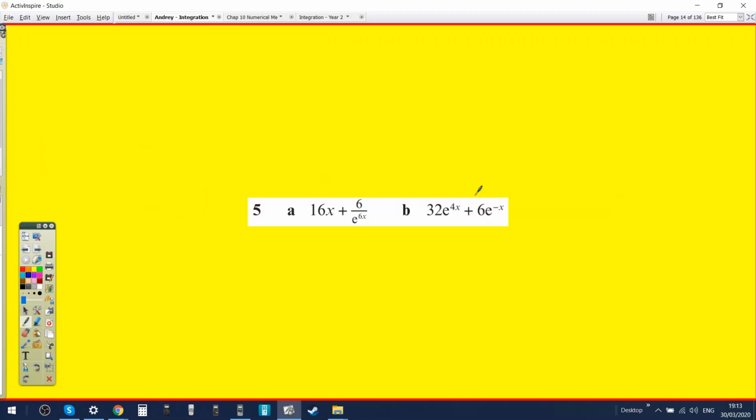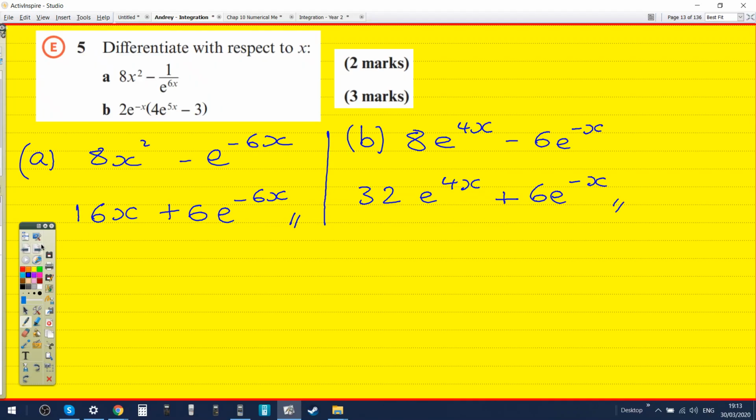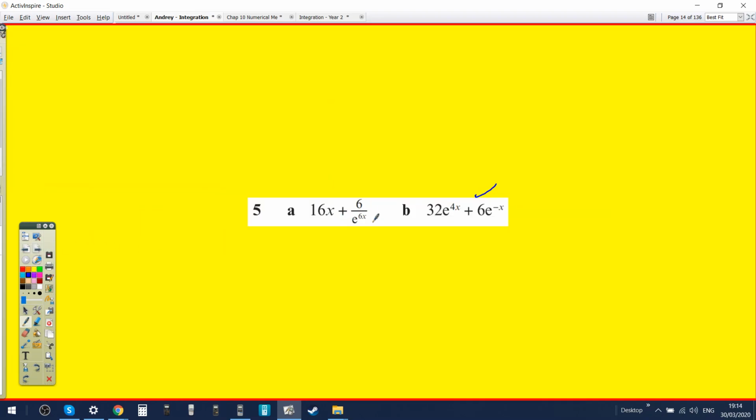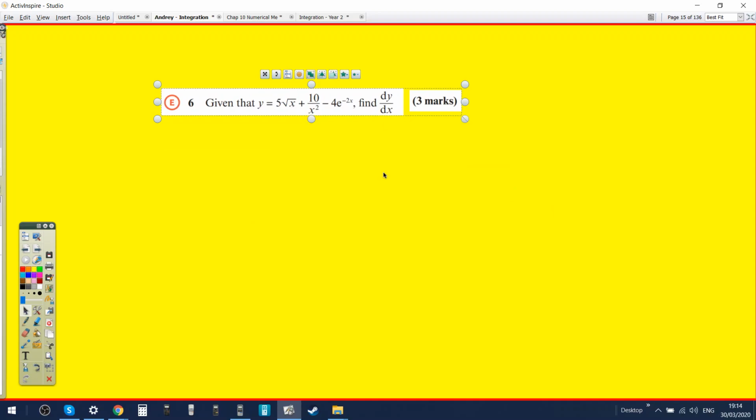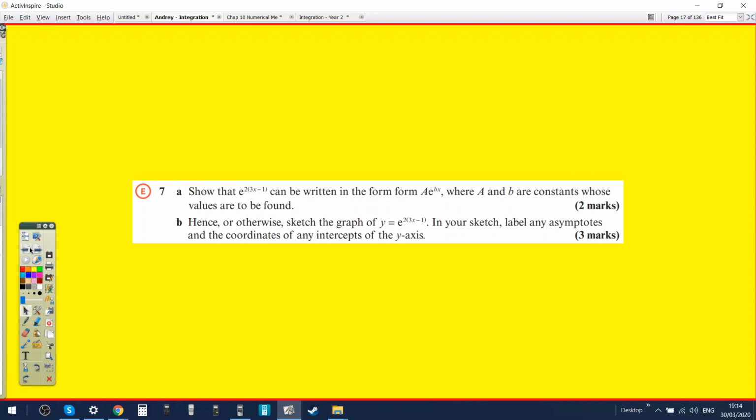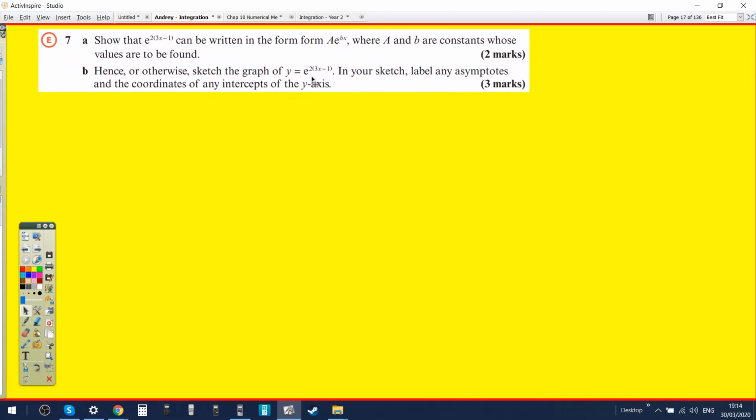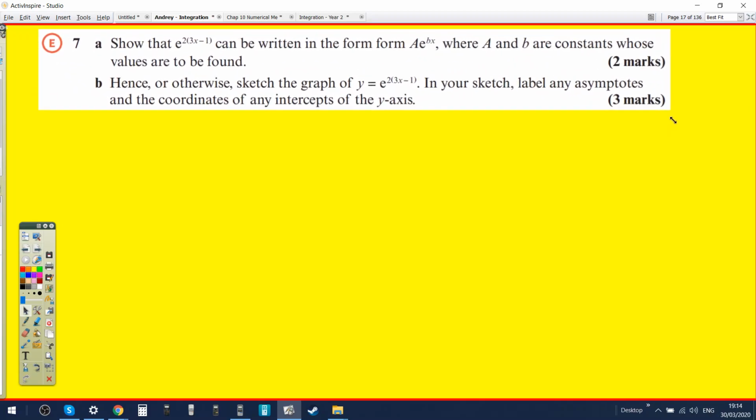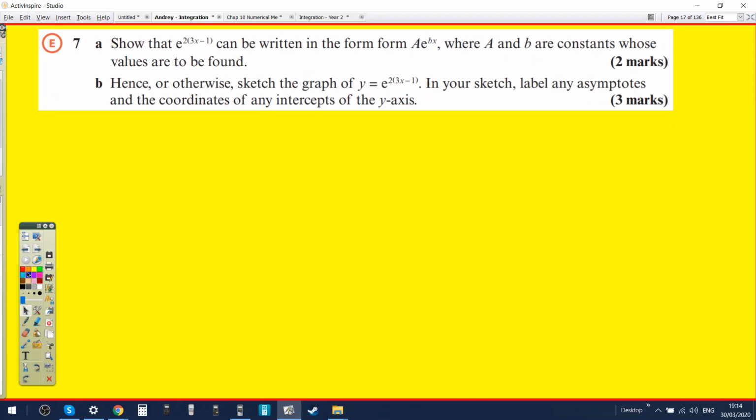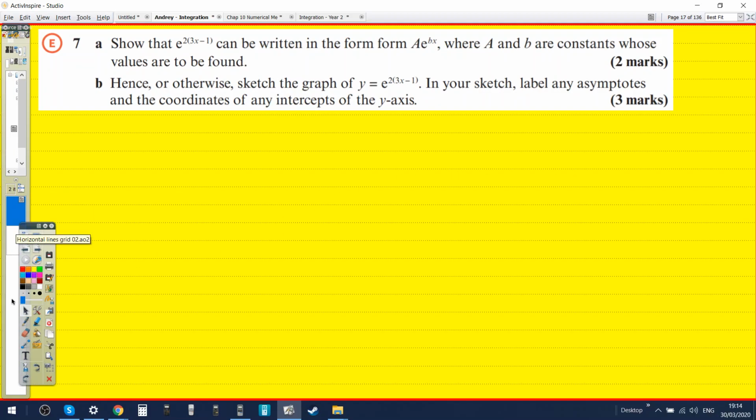Let's see, 32e to the 4x plus 6e to the minus x, and then 16x plus 6e to the minus 6x. They just wrote it as under it, but it's the same thing. Both are fine. So the only bit of this that's new is the e part. For e, I never have to minus one from the power. No. Okay. How about this one?